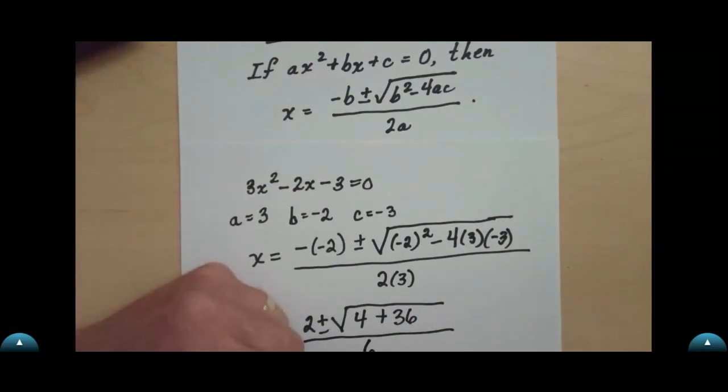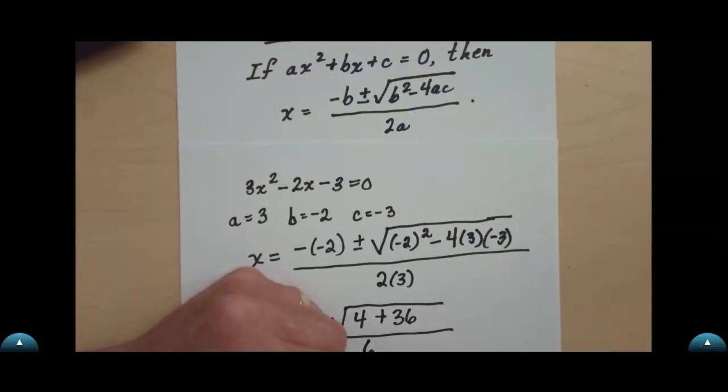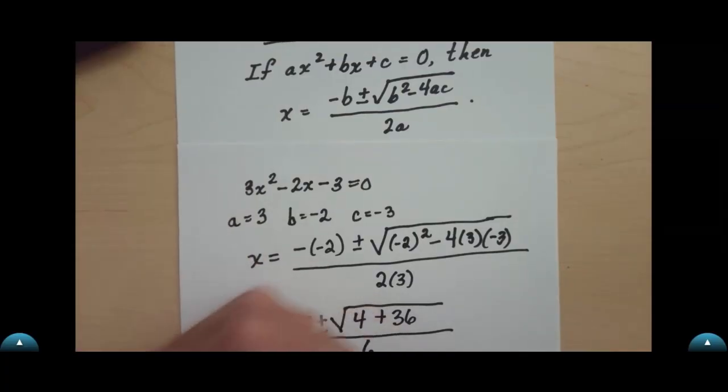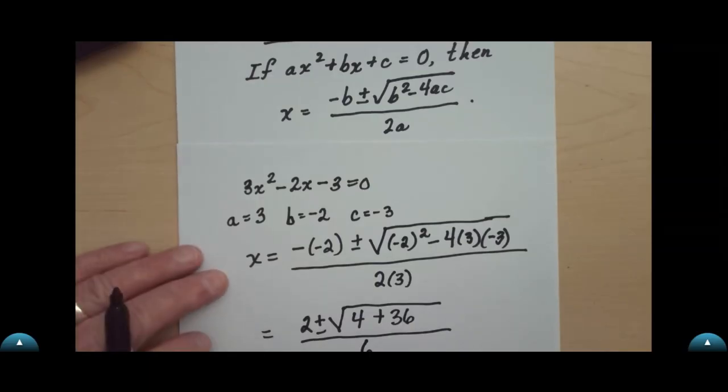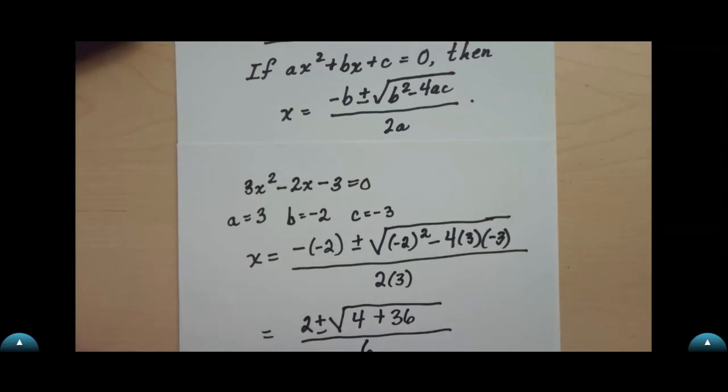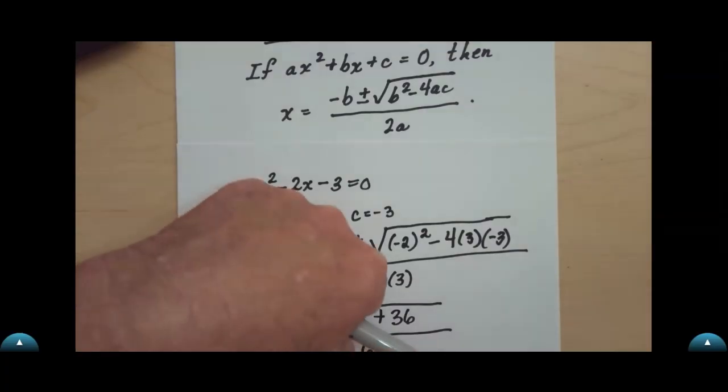And so now what we've got then is 2 plus or minus the square root of 40, right? 4 plus 36, 40. So 2 plus or minus the square root of 40 all over 6. Now, we need to simplify this if it's possible to simplify, if it can be simplified. Make sure you don't look at this and go, well, I could cancel a 2 with this 2 and this 6. You can always cancel a 2 with that 2 and 6 if you can also cancel a 2 here.